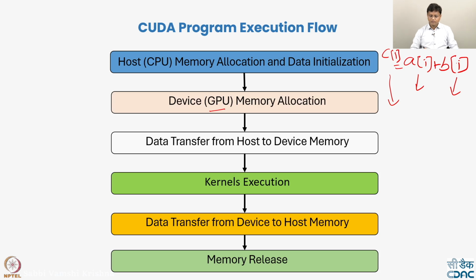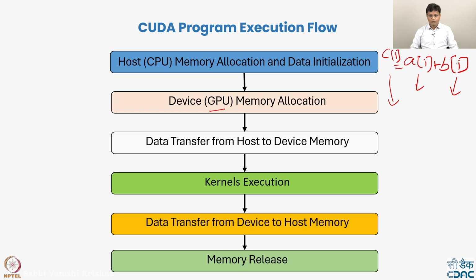Once the allocation is done on the GPU, the data must be transferred from the host memory to the device memory. When the data is available on the device memory, only then the kernel launch function can be performed, because every kernel will try to find its data in the device memory, meaning in its own memory, for execution.